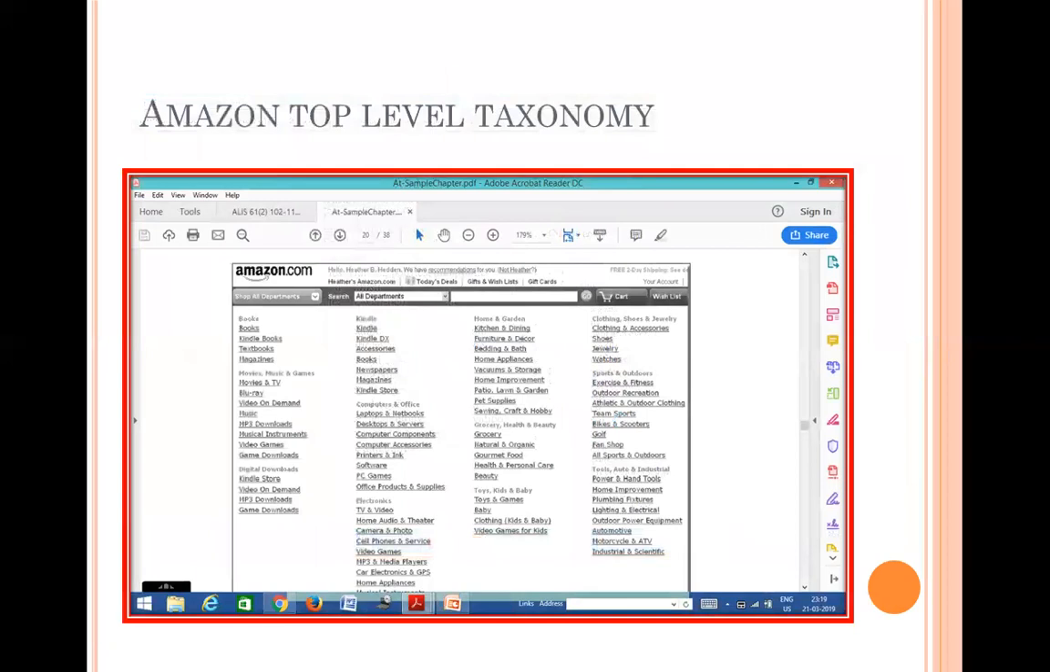Here, these are top level taxonomy, what you see in Amazon.com. Now it might have changed. I just took an old screenshot. For example, Amazon has got a lot of taxonomical structure. The top level has got books, movies, music and games, digital downloads, Kindle, computers and office, electronics, home and garden, then health and beauty, toys, kids, clothing, sports and tools. These are top level taxonomy.